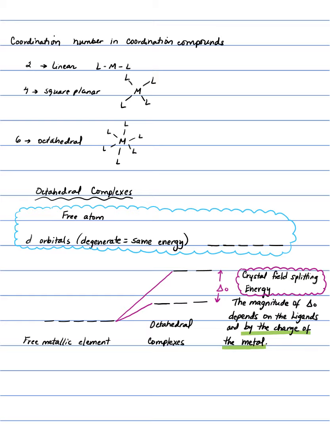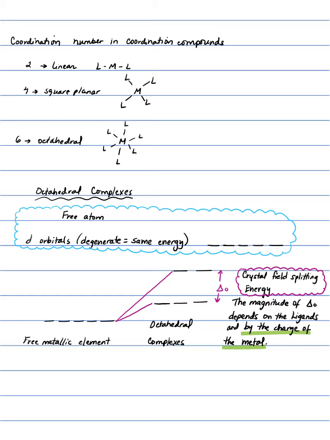But when we start bonding ligands to that metallic center to form these complex ions or coordination compounds, now those d orbitals are going to split, which means that now they don't have the same energy. So you see at the bottom of the page on the left side, I have my 5 lines, each one representing each d orbital. All of them are aligned because they are representing the d orbitals for a free metallic element, and they are degenerate. They have the same energy.